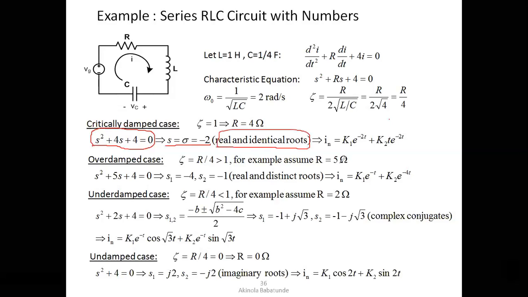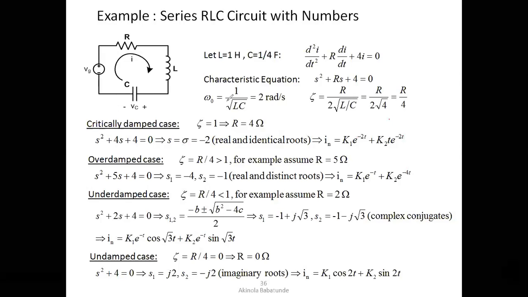When you have real and identical roots, this is how you solve it based on our previous discussion. The first root gives k1 exponential minus 2t, plus the second root k2. Because they are identical roots, you have to multiply the second expression by t. So you have k1 exponential minus 2t plus k2 t exponential minus 2t. The powers of the exponent are the same since they have real and identical roots. That's what happens in the first case, the critically damped case. This is going to be the natural response.